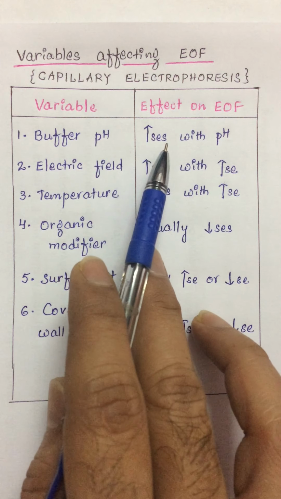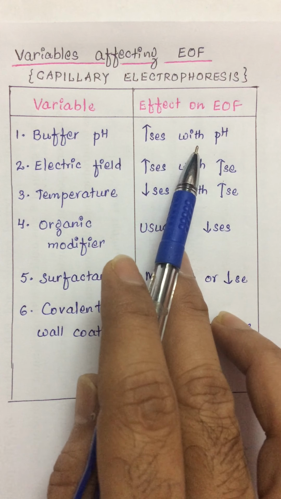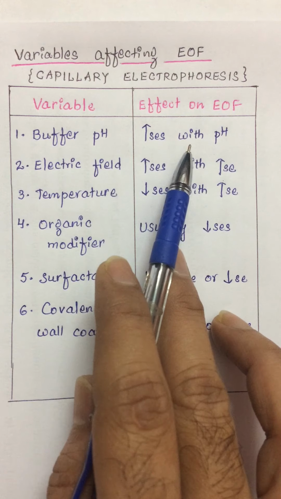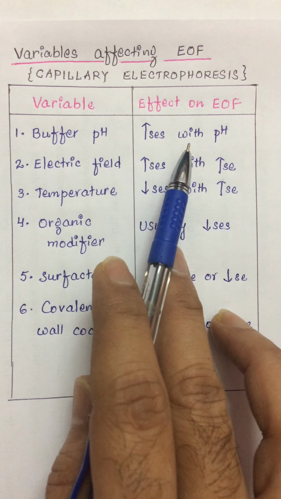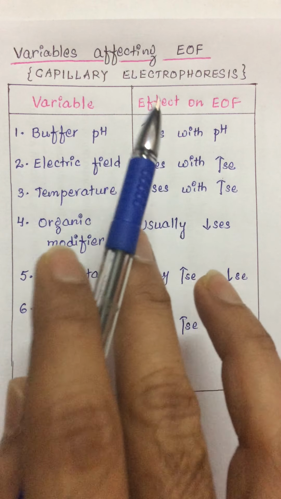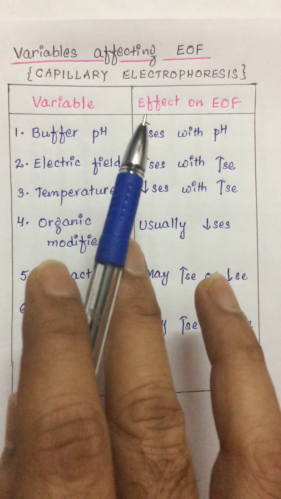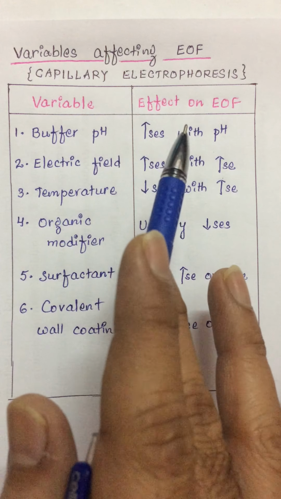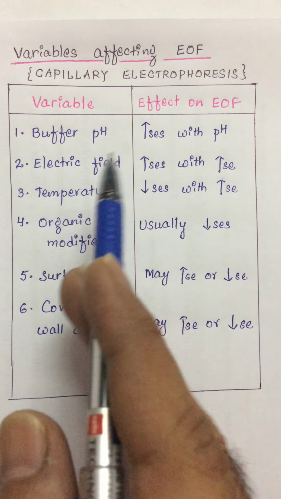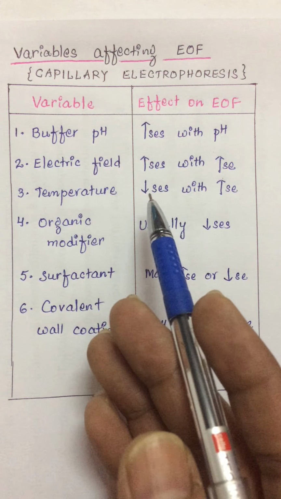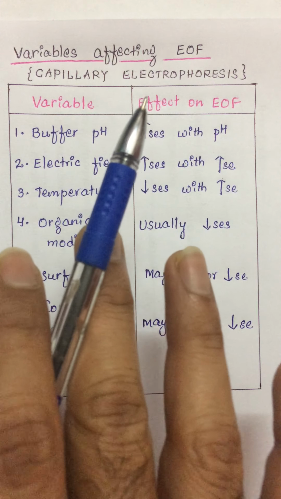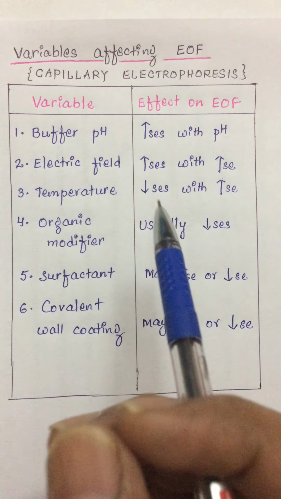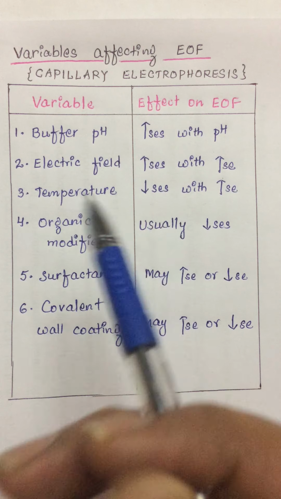The osmotic flow increases as the pH also increases, and this effect is more pronounced in the silica capillaries, which we have seen in our last video. So this becomes a very convenient method to control the osmotic flow. Suppose if I want better separation, I can increase the osmotic flow by simply increasing the buffer pH. But we must also remember that there should be a balance between the osmotic flow and the effects of the charge on the analyte components.